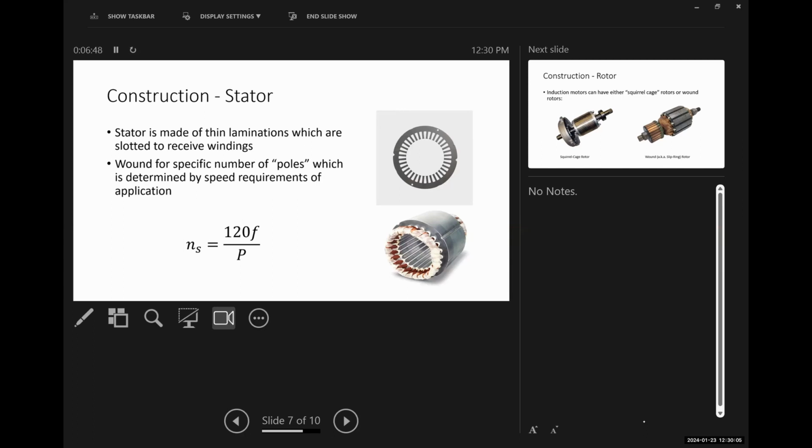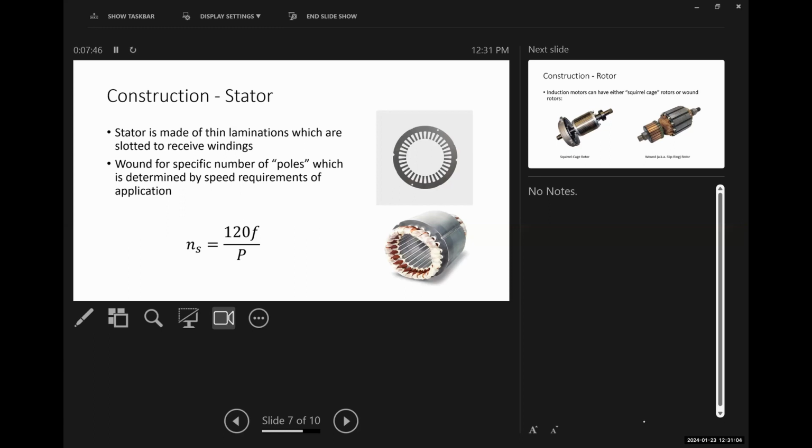All right, so let's talk about how things are made, okay? So much like when we were talking about transformers, our stator is made of very thin laminated sheets that are stacked together, and then we wind our winding around this stack of thin laminated sheets in order to make our stator. They are wound for a specific number of poles, which is determined by the speed requirement of the application. So we can add more poles to get different speeds, but it's always going to be something related to 3,600 RPM. The synchronous speed is given here, NS, so that is 120 times the excitation frequency of the stator divided by the number of poles. So, okay.